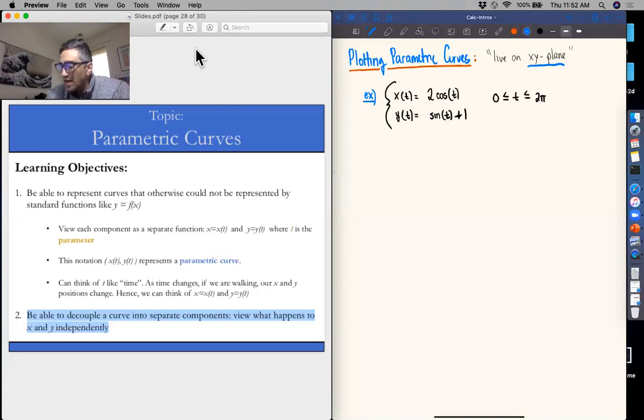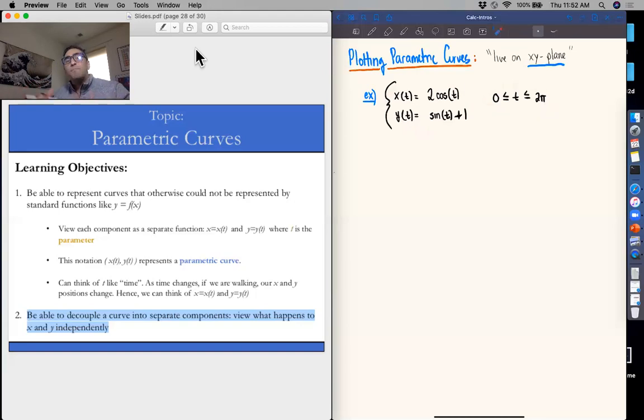So the parametric curve that we'll talk about in this video will be the parametric curve x of t is equal to 2 cosine t, and y of t is sine of t plus 1. And let's go ahead and try to plot this parametric curve for values of t between 0 and 2 pi. So how do we go about doing this?